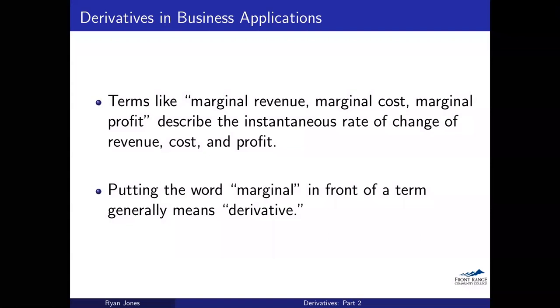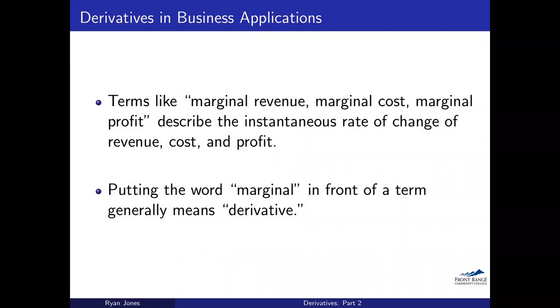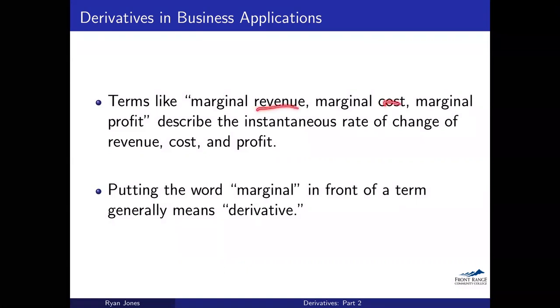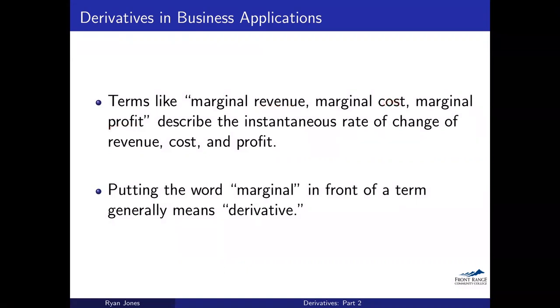And let's start talking about some business applications. So now that we've heard this word derivative before, we can start talking about business applications. And in particular, the three things that we're generally interested in are revenue, cost, and profit. Those are fairly straightforward ideas themselves. Profit, you could find by looking at your revenue and then subtracting off your cost. Your revenue function and cost function are generally given to you.